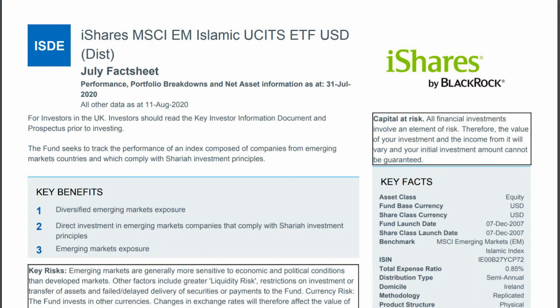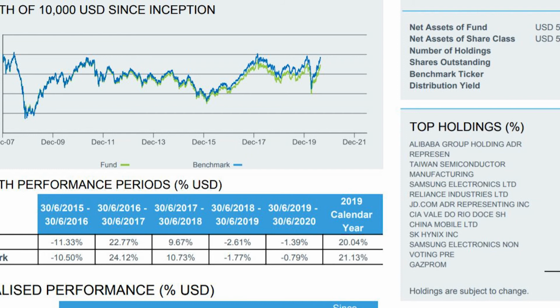is also USD. The total expense ratio is a bit higher at 0.85%, which implies for every $10,000 invested in this ETF, you have to pay $85 on an annual basis. This ETF also has a distributing structure, which implies that dividends received by the ETF are paid out to the ETF holders. Total number of holdings in this particular ETF comes to 326, with the top holdings being Alibaba, Taiwan Semiconductor Manufacturing, Samsung Electronics, Reliance Industries, JD.com.